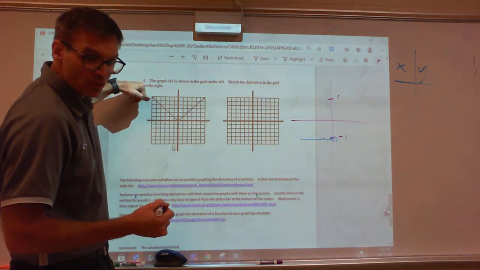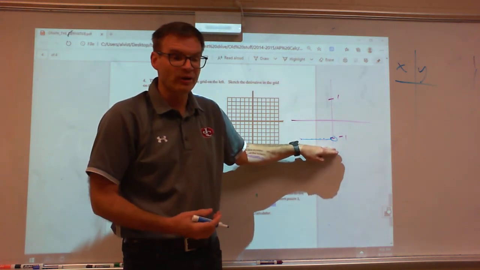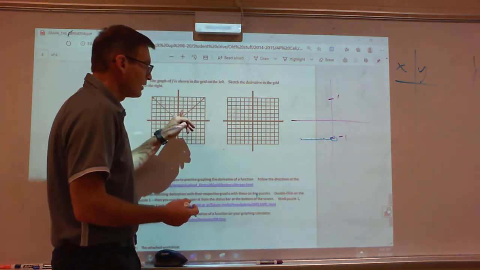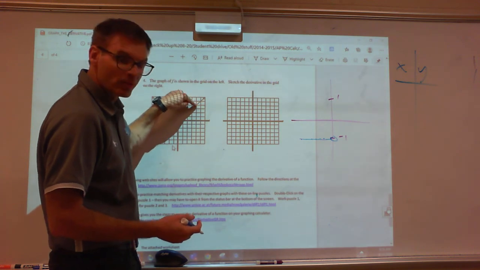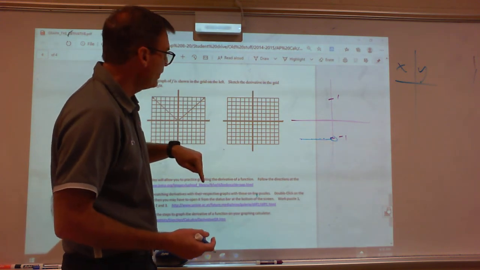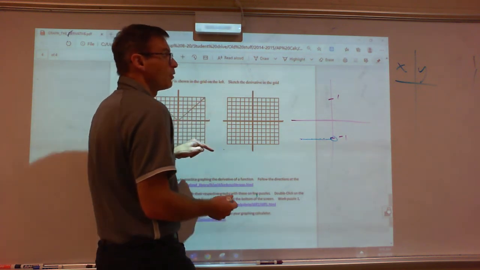Since everything on the left-hand side has slope -1, the graph of the derivative of the left-hand side is just this horizontal line at -1. Okay? And if I look at the right-hand side, I want to think, what's the slope of my line on everything on the right-hand side? Well, the slope of the line on everything on the right-hand side is a +1.